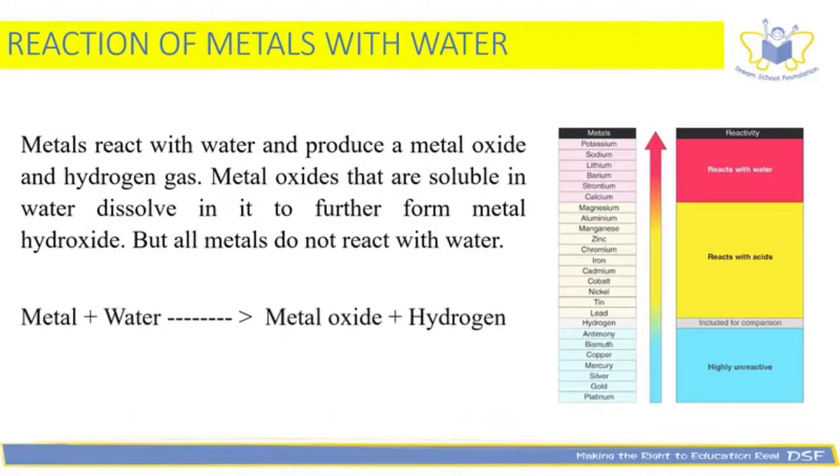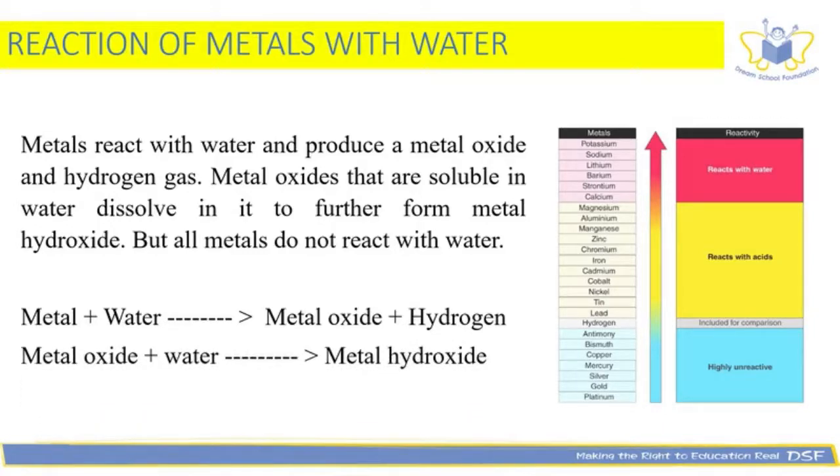Metals react with water to produce a metal oxide and hydrogen gas. Metal oxides that are soluble in water dissolve in it to further form metal hydroxide. But all metals are not equally reactive with water. This is basically because of their reactivity, right? So now let us see how different metals react with water.